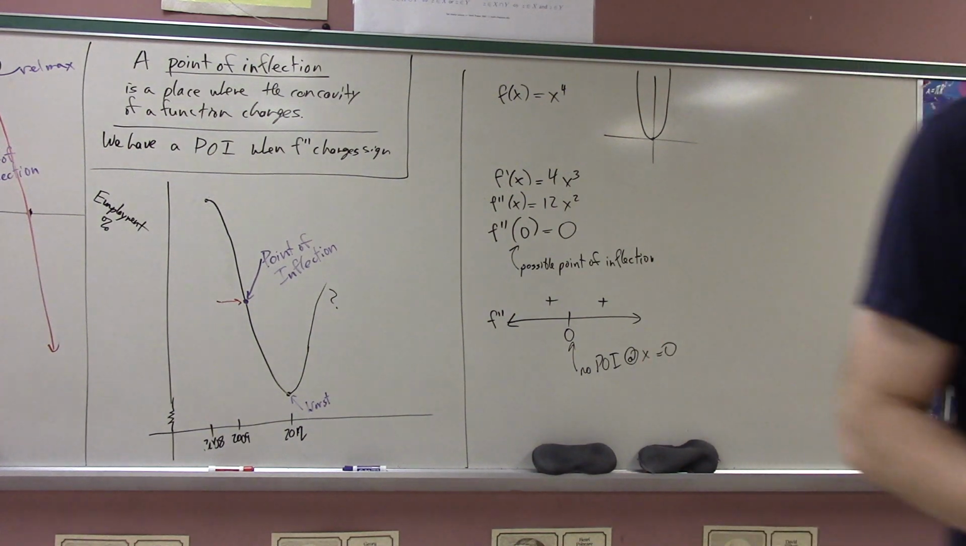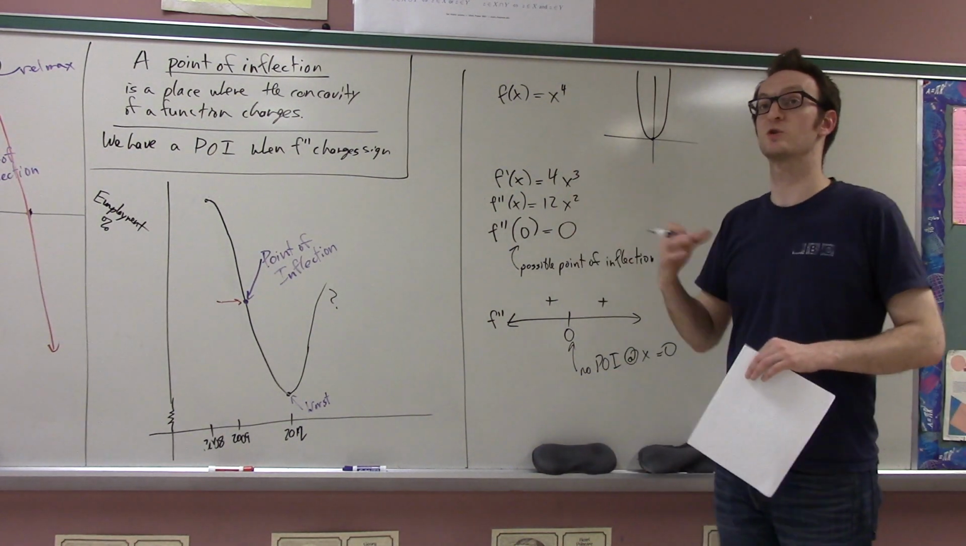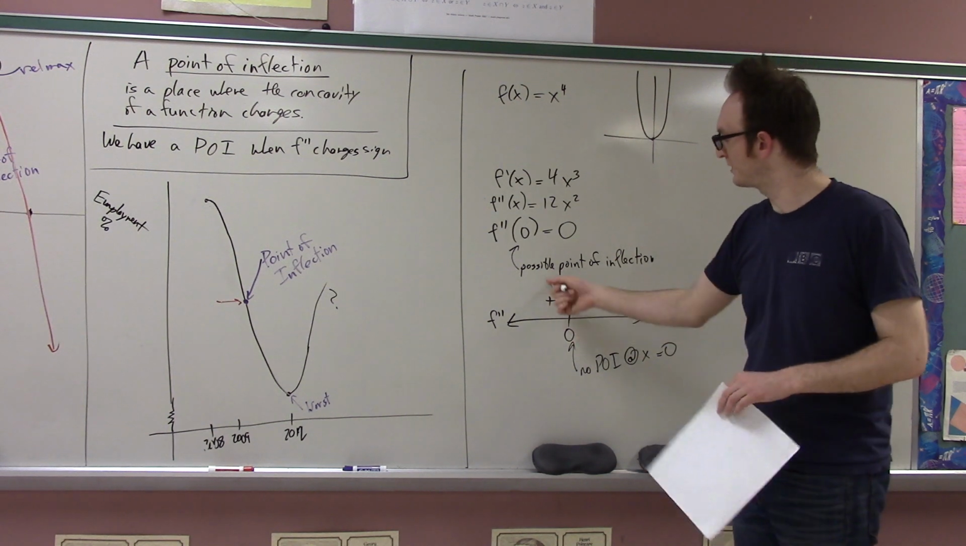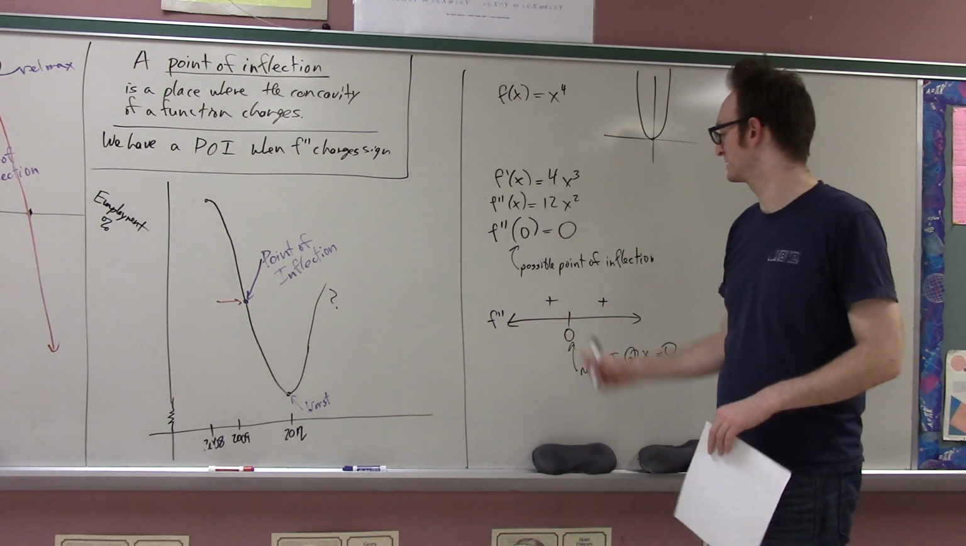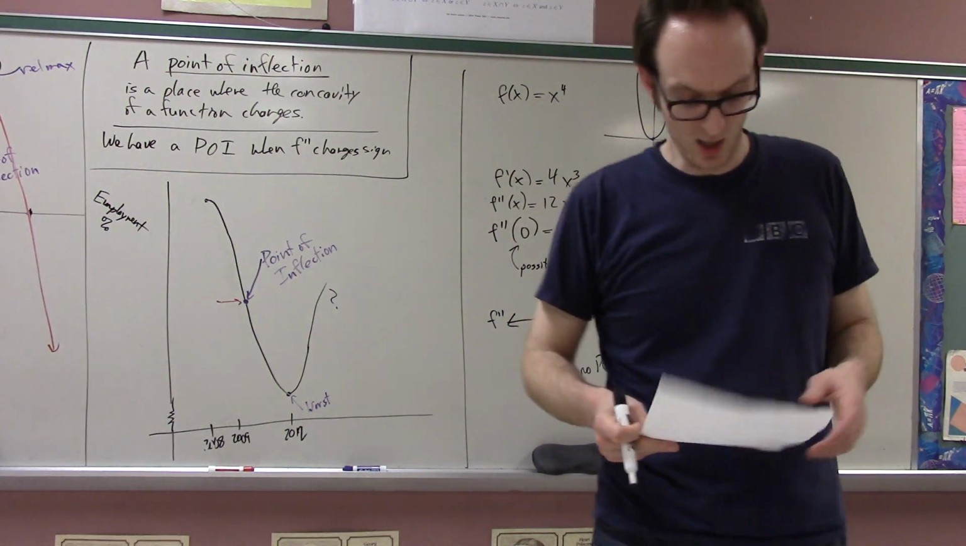So we have a special name, critical points, for places that might be a relative extrema. There's no special name for these points where the second derivative is 0. If you want to be cool, you could call them possible points of inflection.